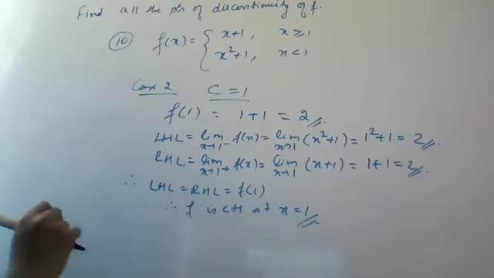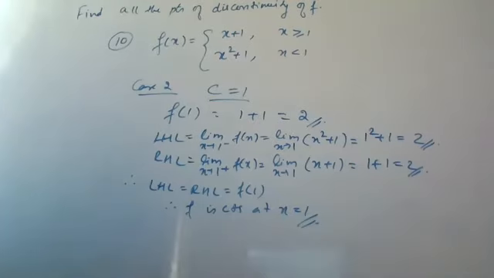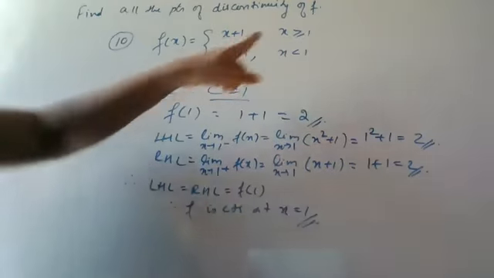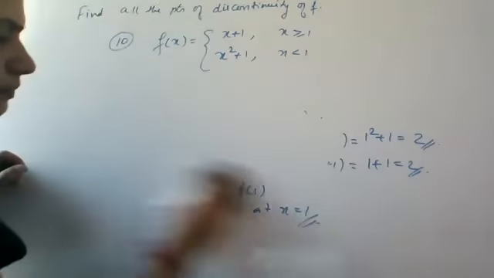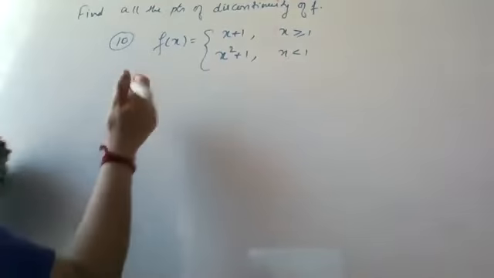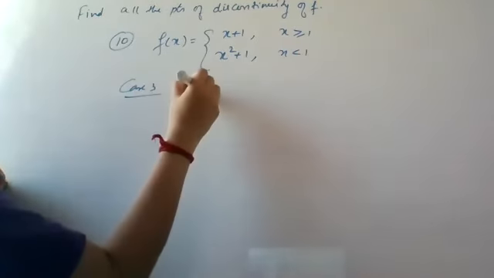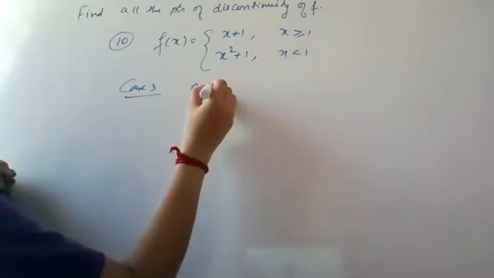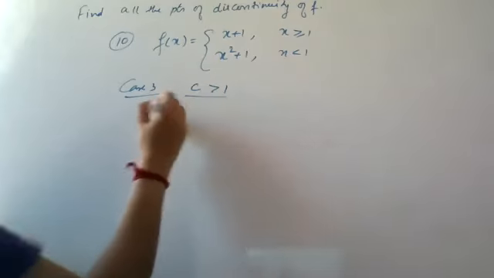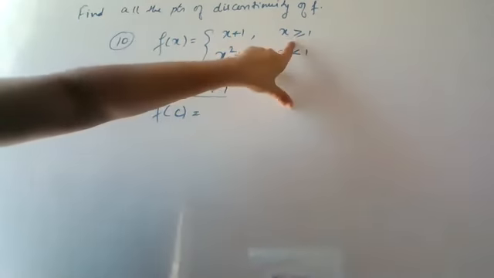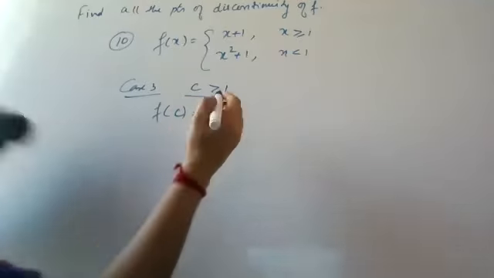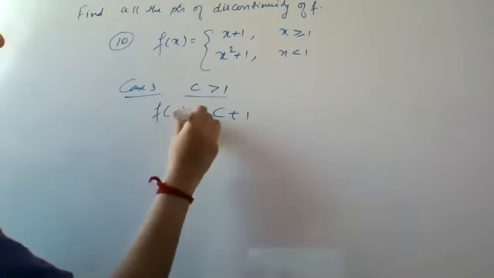Now the last case: you have to prove whether the function is continuous for values which are greater than 1. Less than 1 was done earlier. This is greater than. Case 3, and c is any number which is greater than 1. f of c will be what? f of c means greater than 1, put it in this, so you get c plus 1.